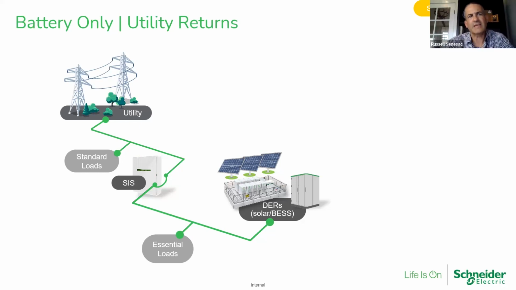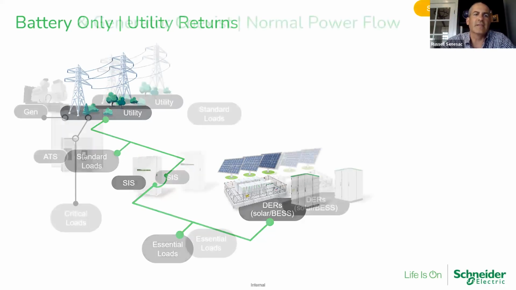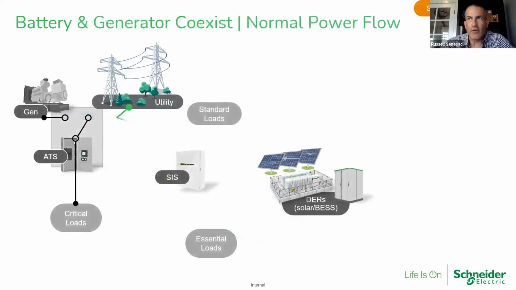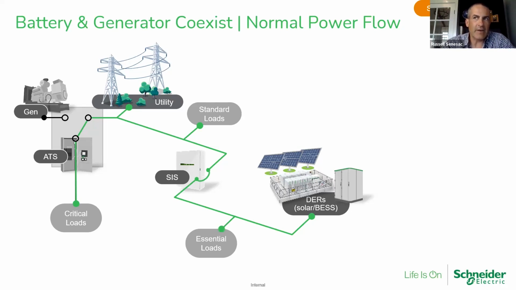So let's take a look at our second use case here, because that's the most basic one that I can start with. One that we're seeing a lot in the marketplace is what I call the coexistent scenario, right? So this is two separate buses, two separate power buses with a generator on one and an isolation switch and a battery on the other.